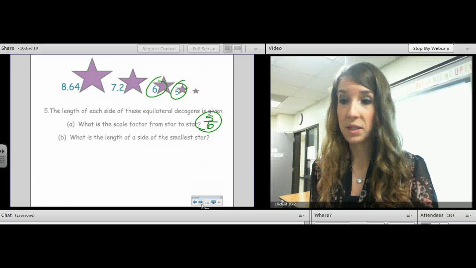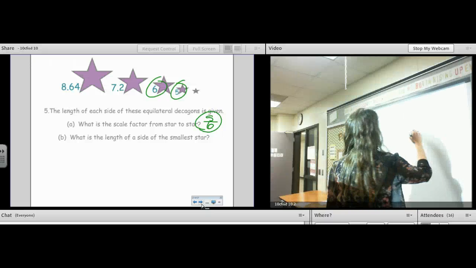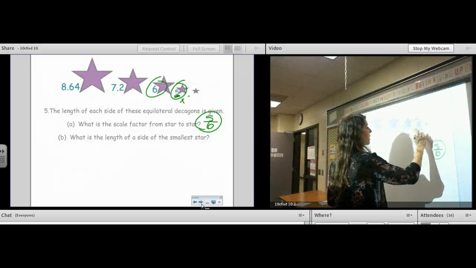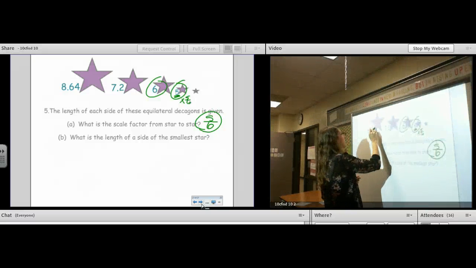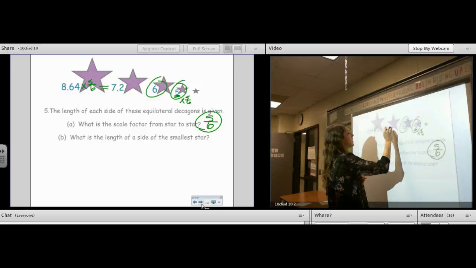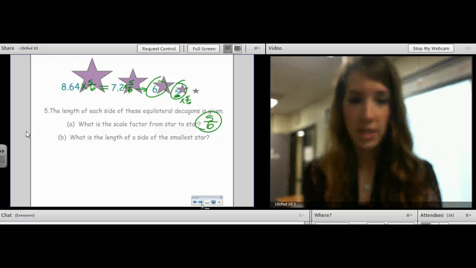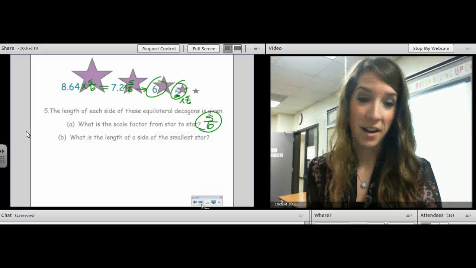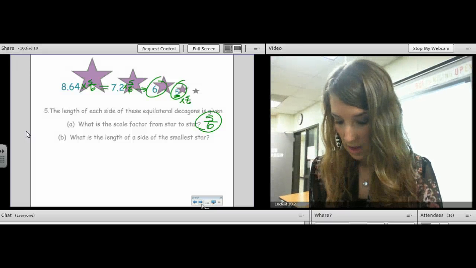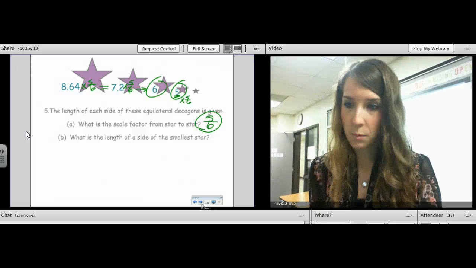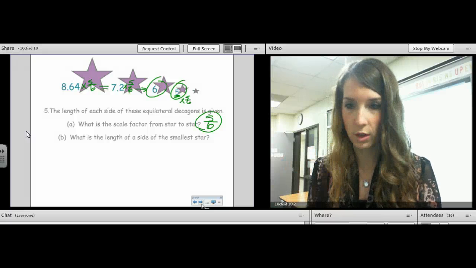Now we need to find the length of the smallest star. So we need to take this guy and multiply it by our scale factor, because that's what's happening. This times 5/6 is that. 7.2 times 5/6 is 6. That doesn't look right. Okay, but it is. So now we just need to multiply by 5/6. 25/6, very good. And if you were doing multiple choice and it were a decimal, you could pick a decimal. We could round it to 4.2.